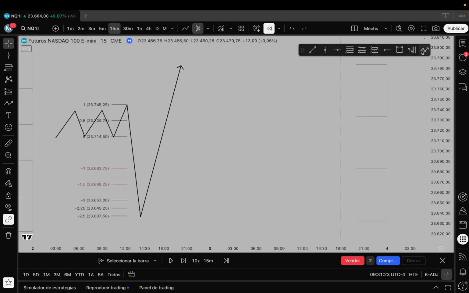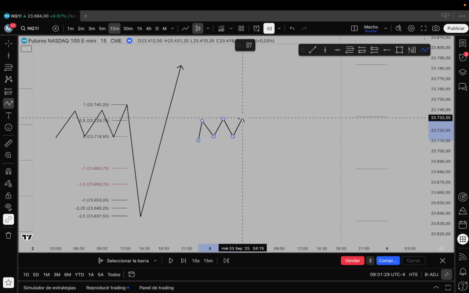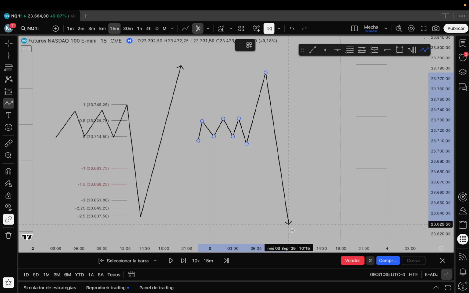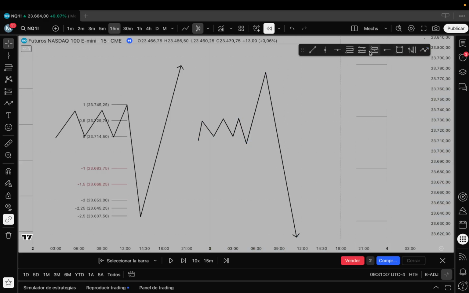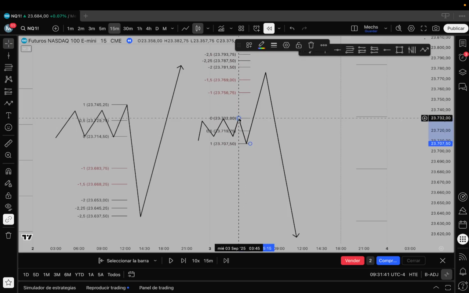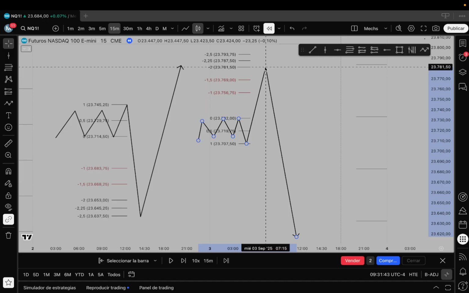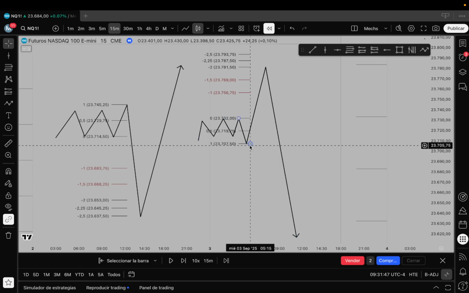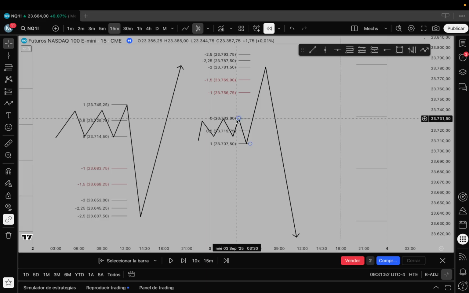And vice versa with a bearish scenario. We'll do it like this. In this case we mark it from the lowest low to the high of the accumulation.